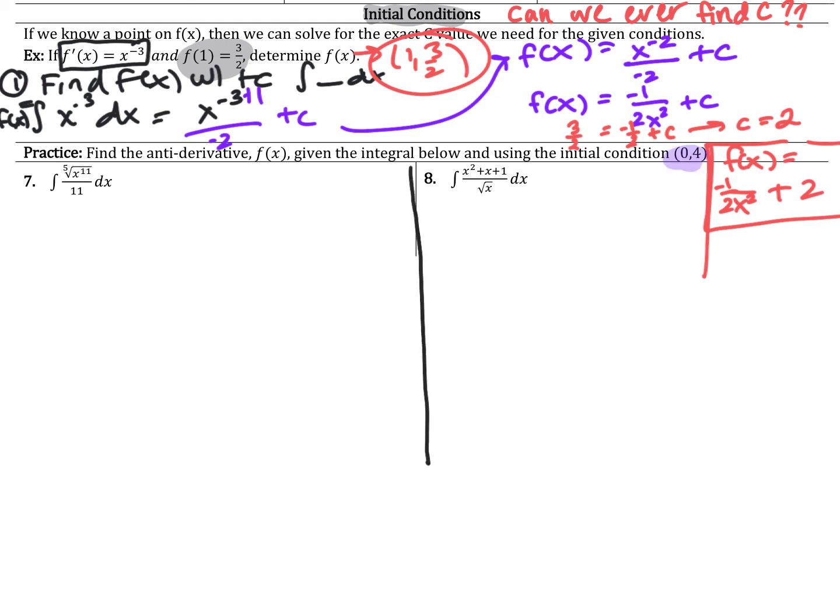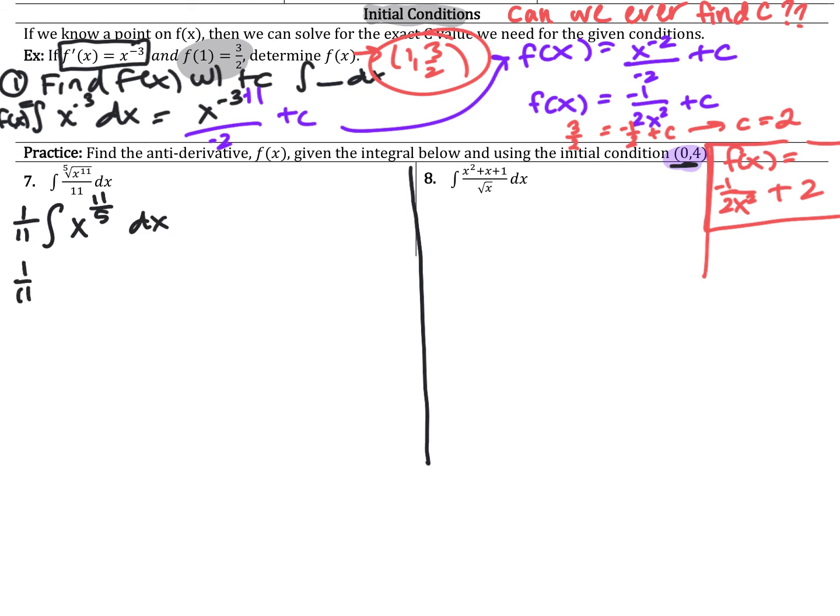For these last two examples, we're going to use the initial condition 0, 4 for both of them just to make the work to find c a little bit easier. Let's work through these problems. I know that this number 7, I can take the 1 over 11 out, because it's just a scalar. And then I can rewrite this as the integral of x to the power of 11 over 5 dx using rational exponents.